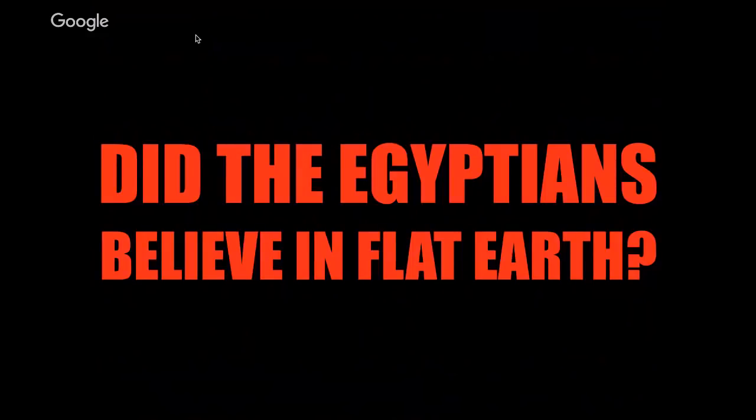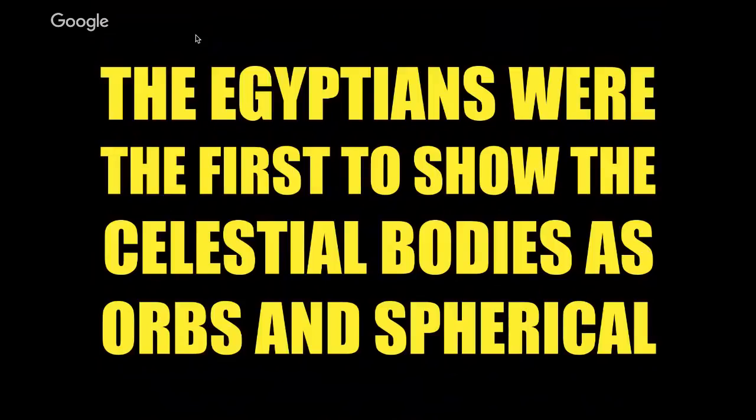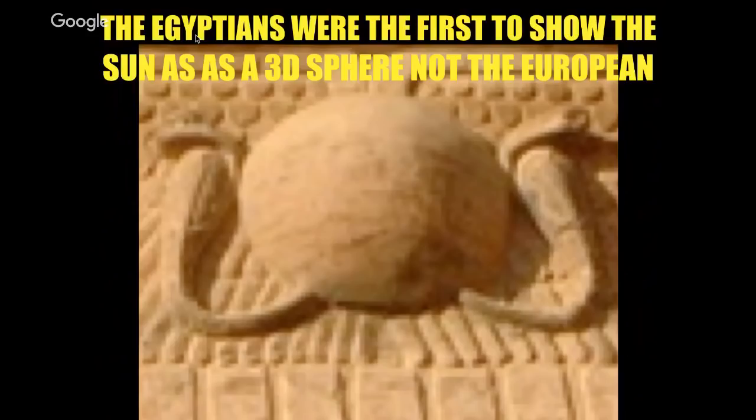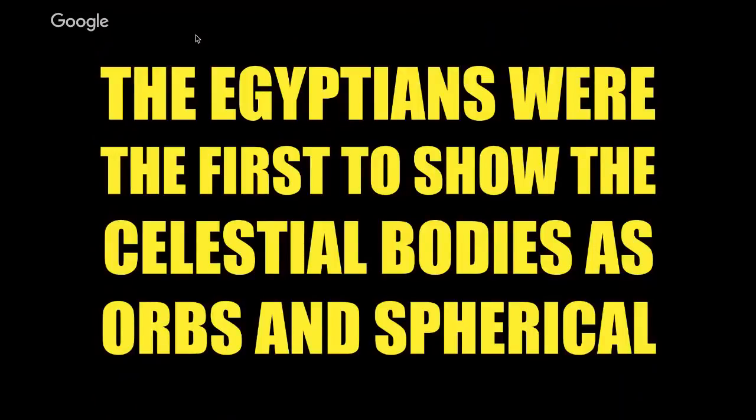Okay? Did the Egyptians believe in flat earth? The Egyptians were the first to show the earth, the sun, and the moon, the celestial bodies, as orbs and spheres, spherical. Okay? So when you look at here, right above the Egyptian doorway, this is a globe. This is an orb. This is like a quarter orb cut in half. Okay? It's cut in half, but they show you that it's an orb. They show you that it's spherical. They show you that it's a globe. So we're not crazy. The Africans were the first to show the celestial bodies as orbs and as spherical.